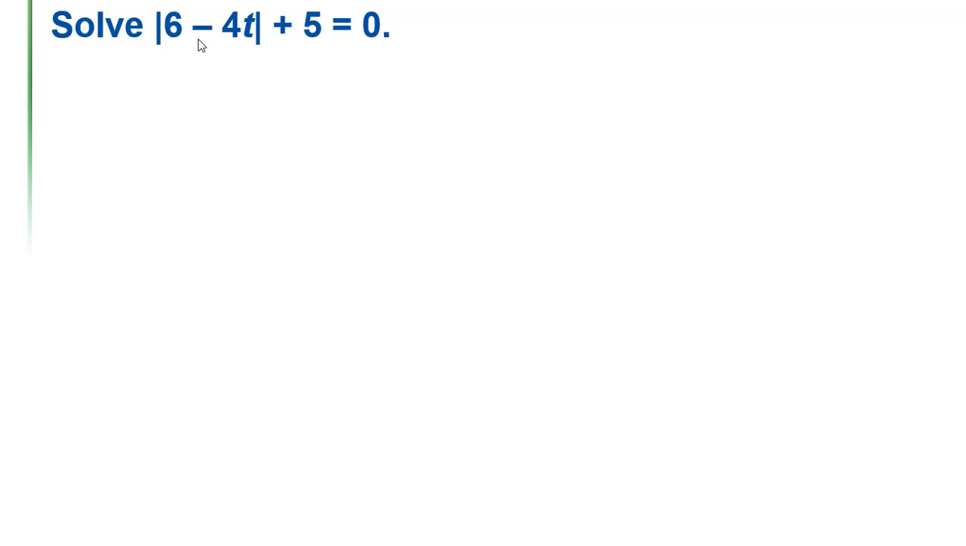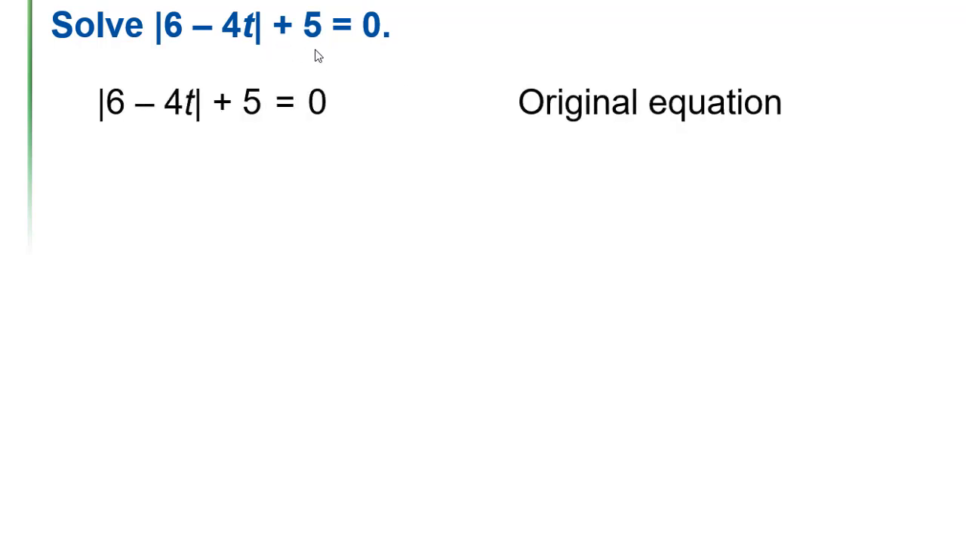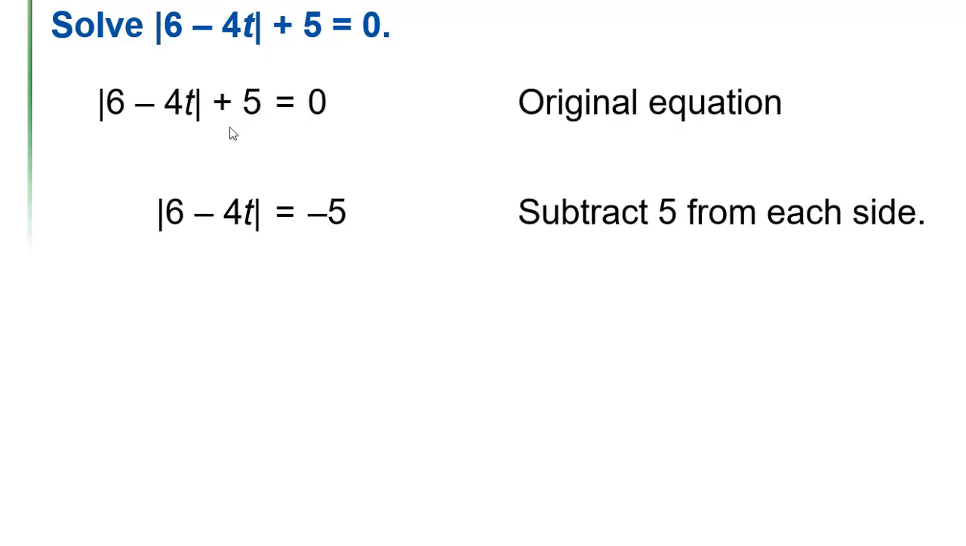So if we take this example, the absolute value of 6 minus 4t plus 5 is equal to 0. We're going to try to isolate the absolute value first. So what we're going to use is the subtraction property of equality to subtract 5 from both sides. And so what that gives us is the absolute value of 6 minus 4t is equal to negative 5.